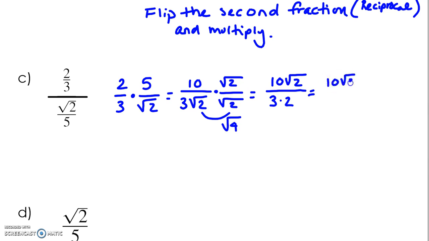Let me simplify that, and we'll have to simplify it one more time because I can reduce 10/6, and I can reduce each of those by 2. So I have 5 square root of 2 over 3. You can accomplish these in a lot fewer steps, but this is probably the best way to see it going step by step.